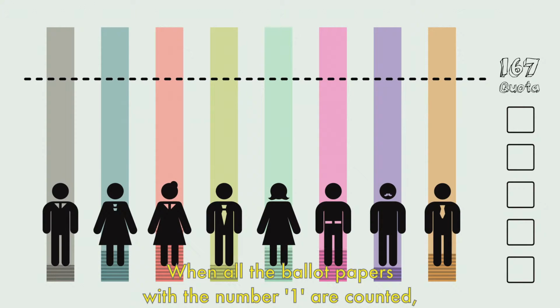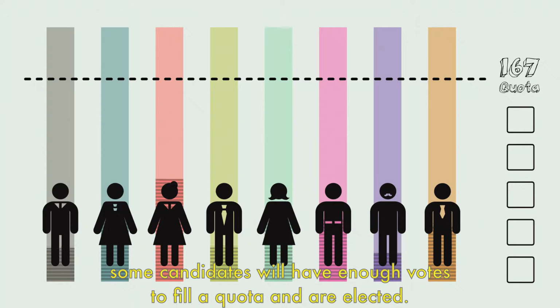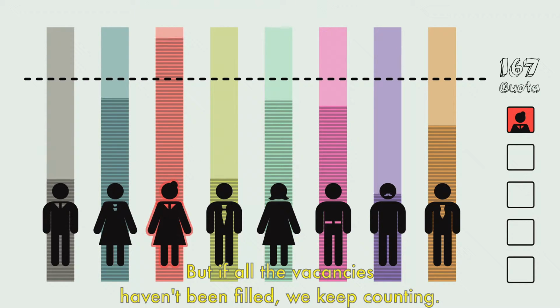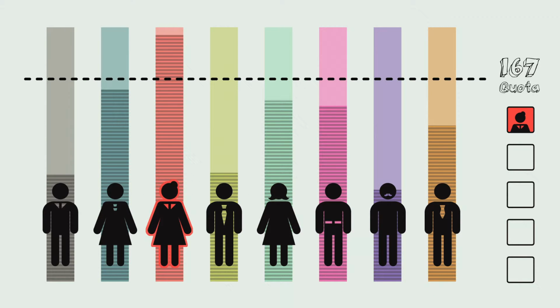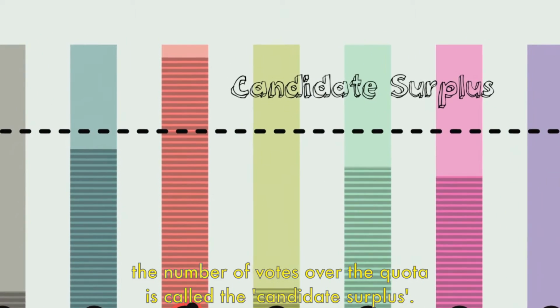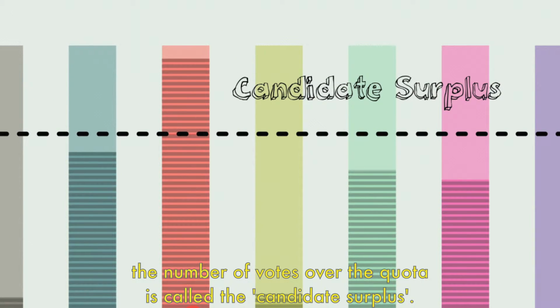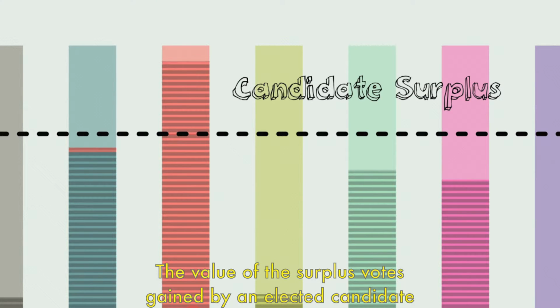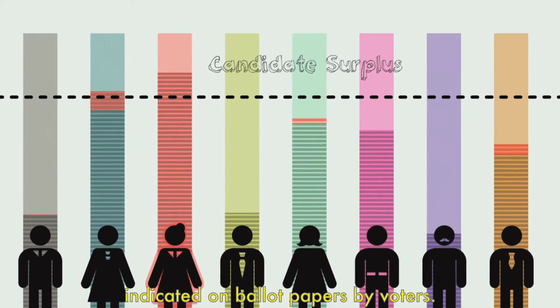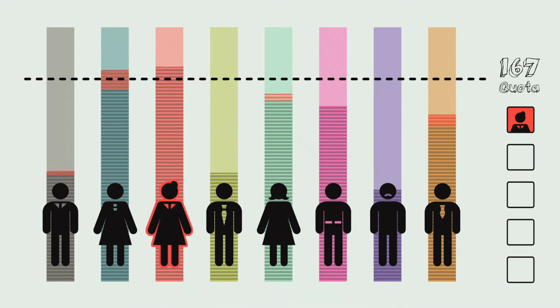When all the ballot papers with the number 1 are counted, some candidates will have enough votes to fill a quota and are elected. If all the vacancies have been filled, the election is finished. But if all the vacancies haven't been filled, we keep counting. If a candidate has received more votes than the quota, the number of votes over the quota is called the candidate's surplus. The value of the surplus votes gained by an elected candidate is passed on to other candidates according to the preferences indicated on ballot papers by voters.